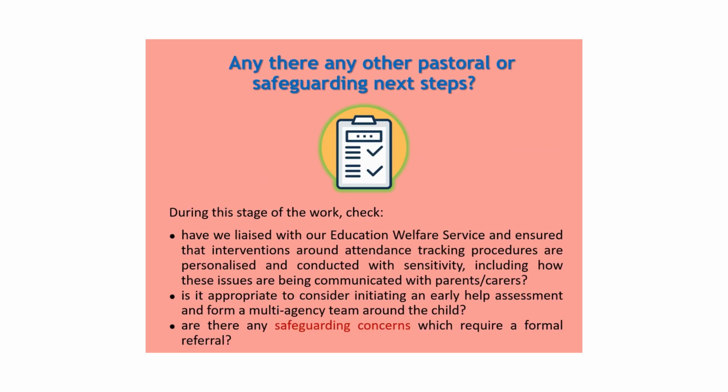Are there any other pastoral or safeguarding next steps? During this stage of the work, check, have we liaised with our Education Welfare Service and ensured that interventions around attendance tracking procedures are personalised and conducted with sensitivity, including how these issues are being communicated with parents and carers?